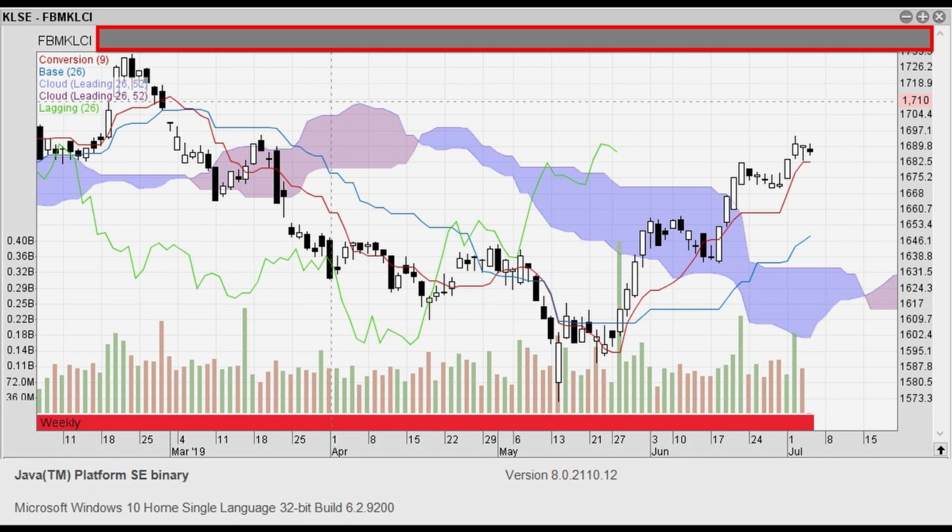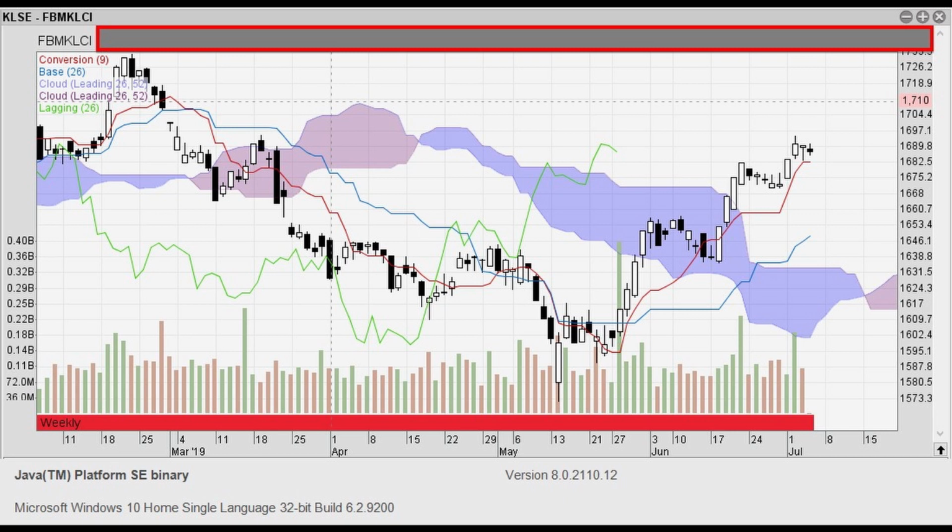The Tenkan Sen is the red line that you see on this diagram, and the Kijun Sen is the blue line. The Tenkan Sen is the faster line, it's closer to the price action, and the Kijun Sen, the blue line, is the slower line. The signal that it gives us is at the crossover.